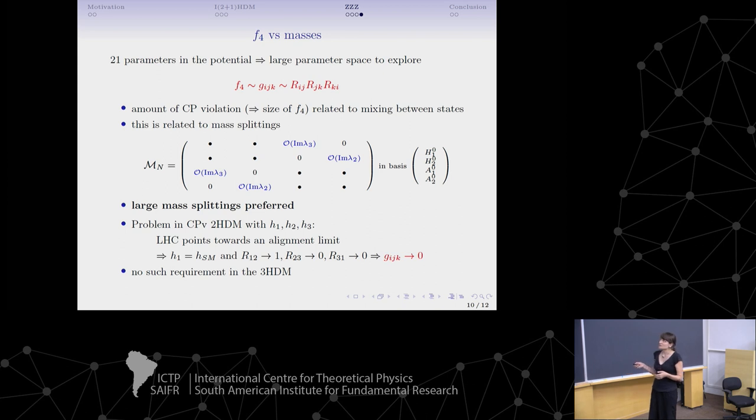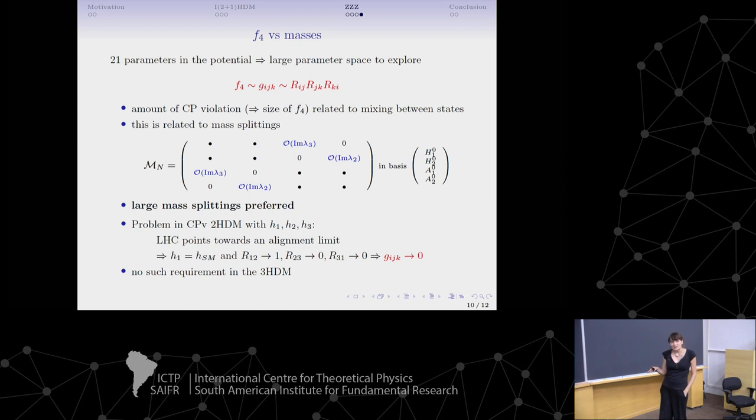You can see that by looking at the neutral mass matrix, because the off-diagonal elements here depend on those CP-violating parameters. If those parameters are small, if there is not enough CP violation, then this matrix is getting closer to block diagonal. The rotation matrix is also getting closer to a block diagonal matrix, when you just mix states with the same CP parity. So we kill one of those elements that we had before. Basically, we just kill the CP-violating coupling.